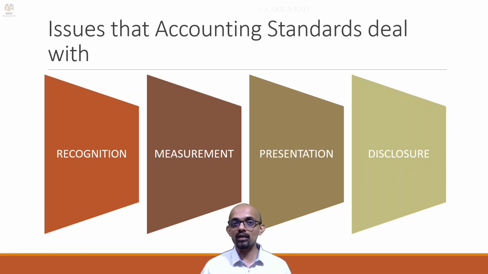Measurement, what is the amount at which we should pass the journal? Now, suppose you are selling goods worth 100 rupees, you are giving a trade discount of 10 rupees. So, will you pass the entry debtor to sales at 90 or 100? So, will you measure the sales net of the trade discount, or will you measure the sales as the gross amount? So, that is measurement.